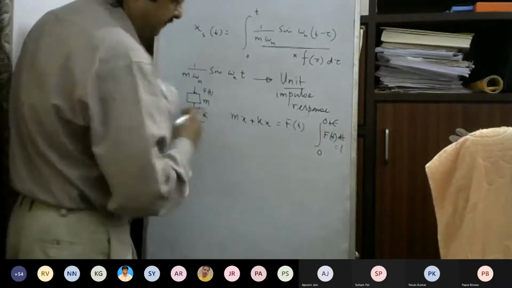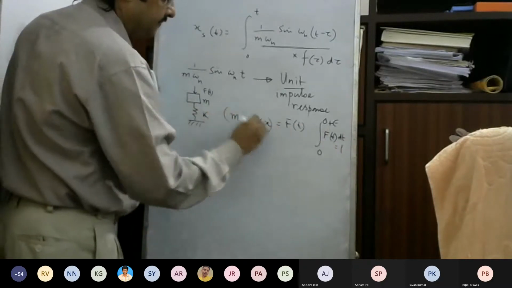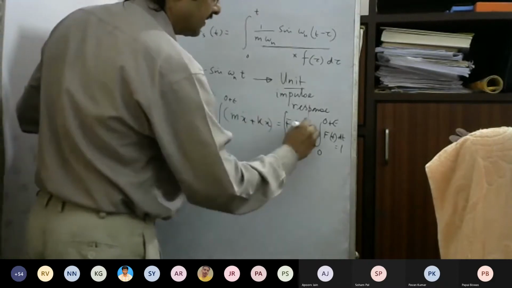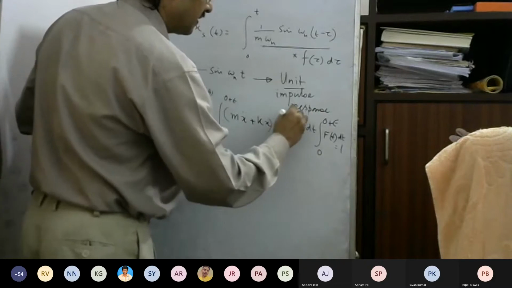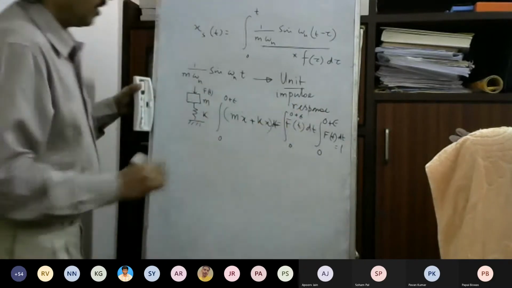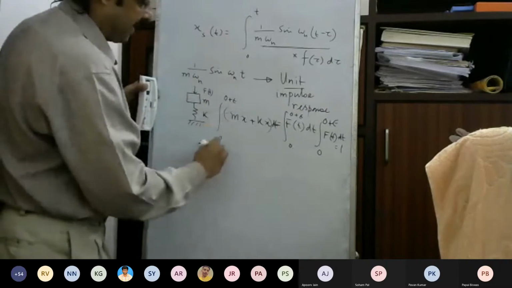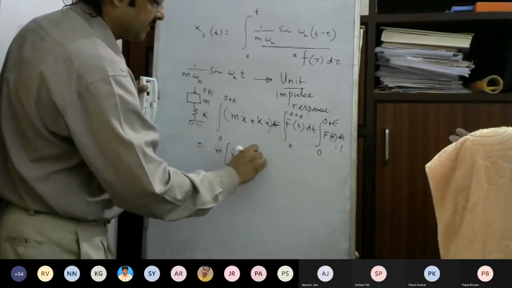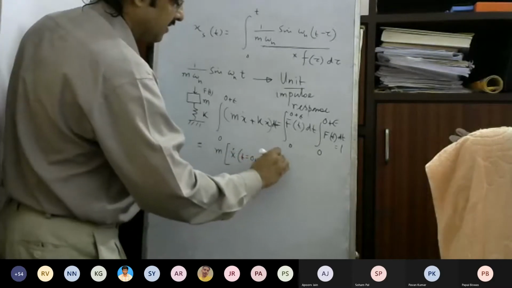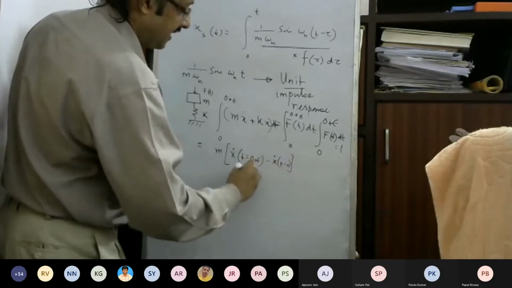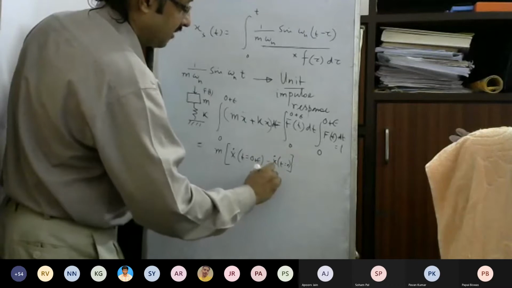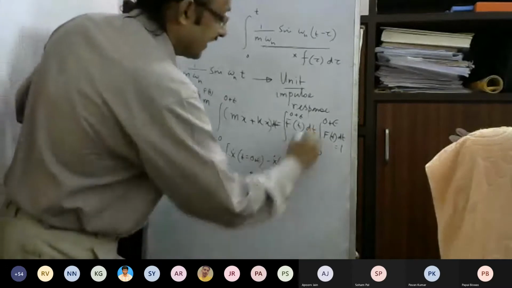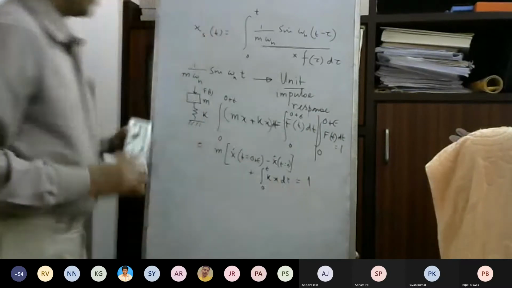Now if you integrate both sides from 0 to 0 plus epsilon, from the left hand side you will get m times x dot at t equal to 0 plus epsilon minus x dot at t equal to 0, plus the integral from 0 to epsilon of kx dt. The right hand side becomes equal to 1.